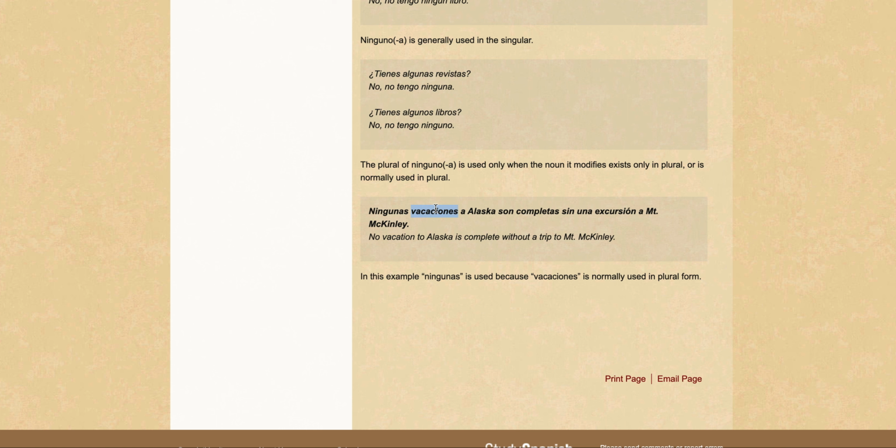So in this example, ningunas is used because vacaciones is normally used in the plural form. You don't necessarily find vacaciones being used in a singular form, right? So, ningunas vacaciones a Alaska son completas sin una excursión a Mount McKinley.